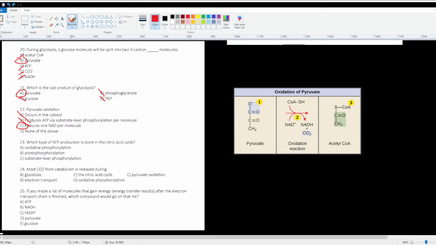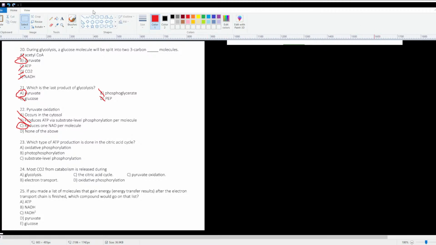So, anyway, moving on. Which type of ATP production is done in the citric acid cycle? So we have our different types of phosphorylation, and we're going to go over that now. We have oxidative phosphorylation, photophosphorylation, and substrate level phosphorylation. So what are these? Oxidative phosphorylation only occurs in the ETC. It only occurs in the ETC.